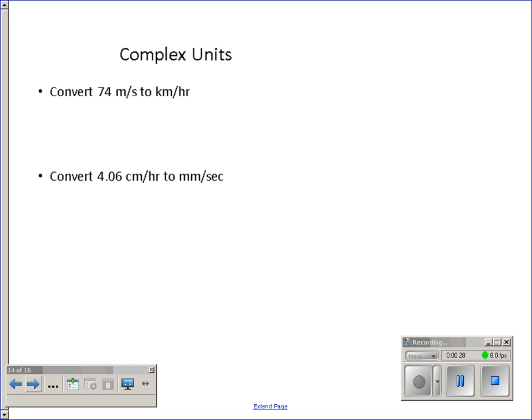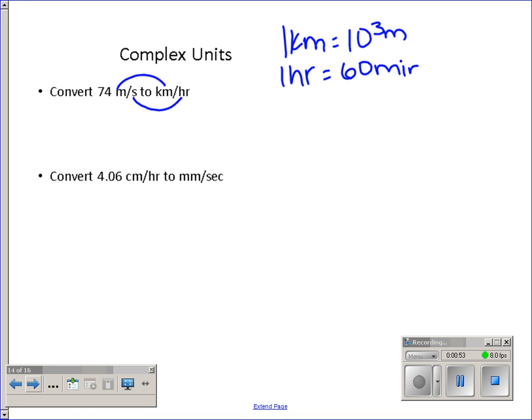So if I look at the top units here, 74 meters per second to kilometers per hour. Okay, meters is going to kilometers, so let's write the equivalence measure. 1 kilometer is equal to 10 to the third meters, and seconds is going to hours. So 1 hour is equivalent to 60 minutes. 1 minute is equivalent to 60 seconds.